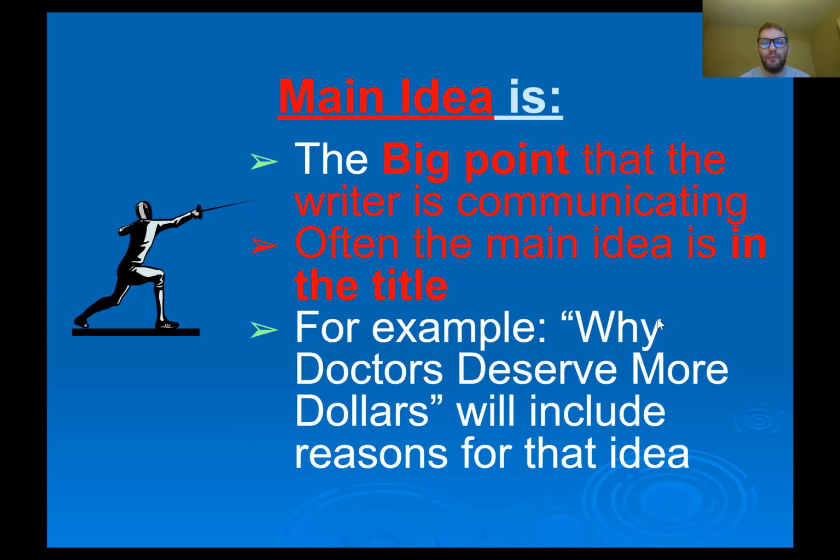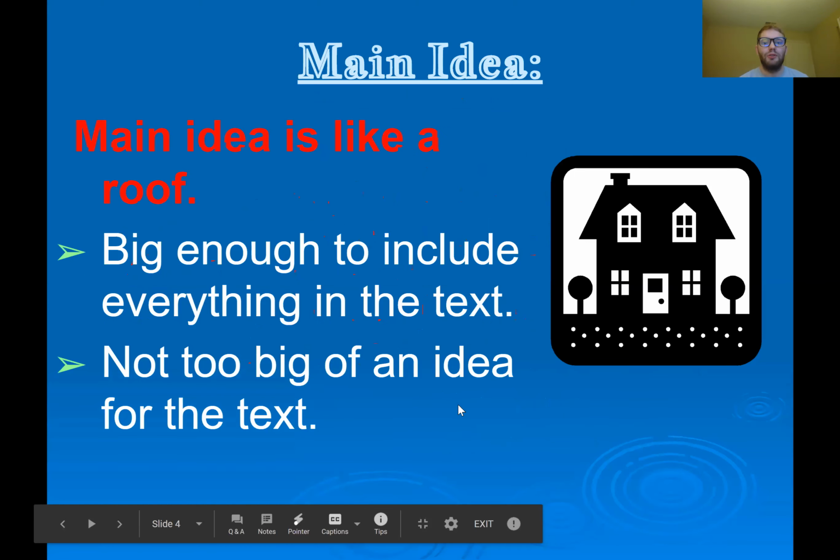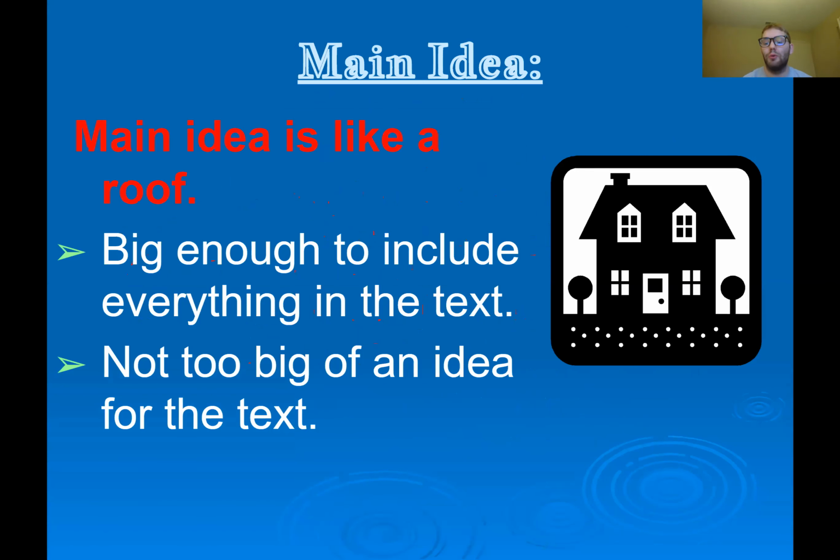So your main idea can be something as simple as why doctors deserve more dollars. And this can often be the title itself, but as you're going to see, it can rely on a few more supporting details other than that. So think of your main idea like a roof. It's just enough to cover everything, but not too big to where it's going to overshadow your supporting details in this case. Think of it like the Goldilocks complex. It's not too hot, it's not too cold, it's just right. And that's how you need to get that point across whenever you're telling a summary as well.